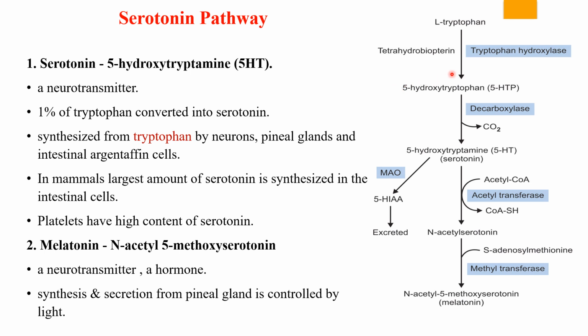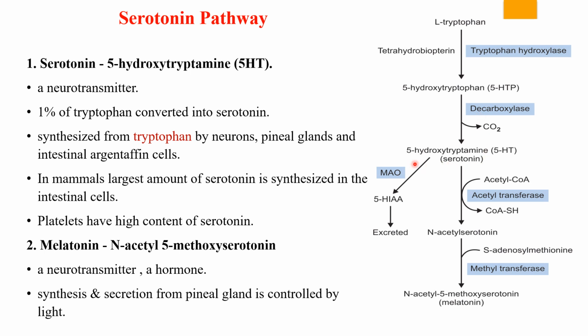In the serotonin pathway, L-tryptophan is converted into 5-hydroxytryptophan via the tryptophan hydroxylase enzyme, which requires tetrahydrobiopterin, molecular oxygen and NADPH. Then 5-hydroxytryptophan is converted to 5-hydroxytryptamine with the loss of carbon dioxide through a decarboxylation reaction.